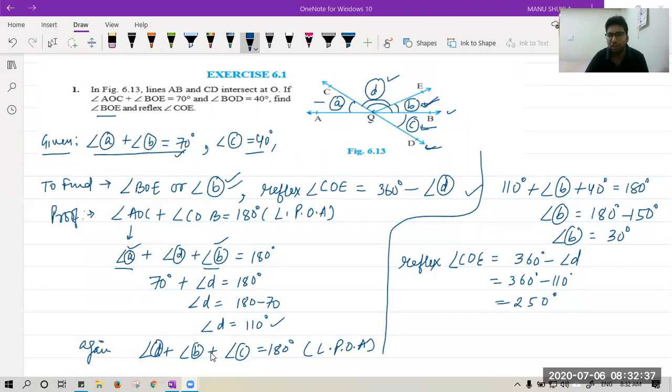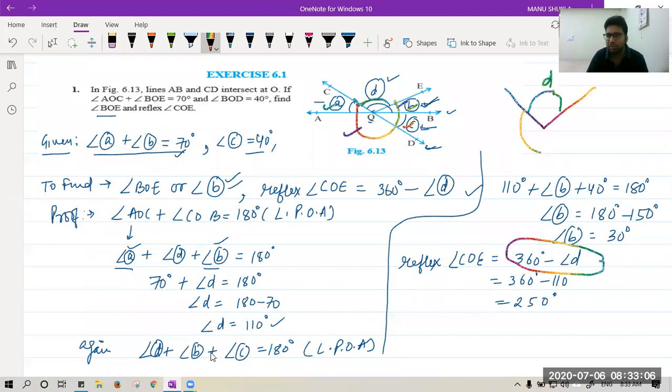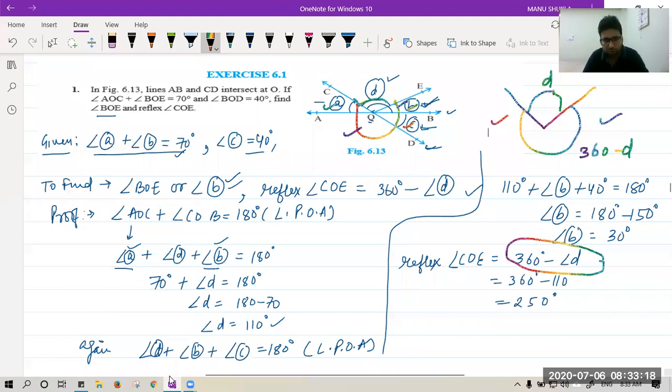Utkarsh, that is also correct because reflex angle is this angle. For angle COE, reflex means, let me take a different color pen. Reflex of angle COE means this angle. There are two ways to find the reflex. Either you add these and these, or you find it like this. Easy way: 360 minus angle D. Because both are the same thing. You can see that this portion is angle D, and this portion is 360 minus angle D. So both ways are correct. Either you go by this or by adding the remaining angles. It depends on you. I hope you got this, Utkarsh.